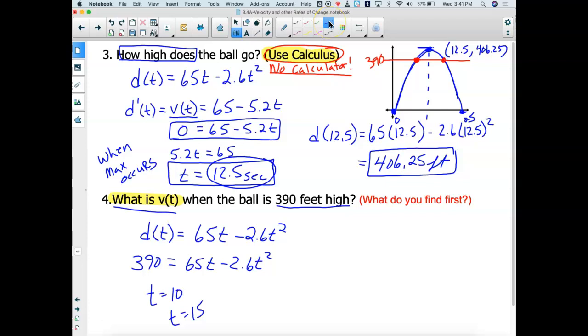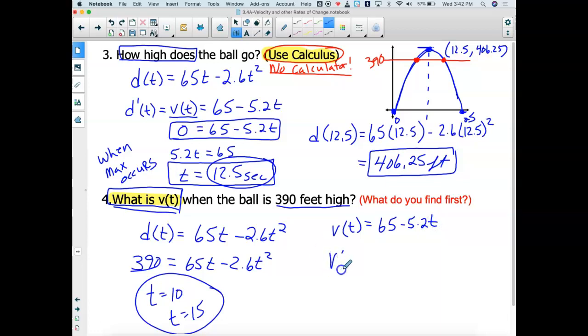Now I know the time at which I reached 390 feet. They want to know what the velocity is though. So that's going to be taking my v of t function, which happened to be 65 minus 5.2t. So in order to find my velocity at 10 seconds, I need to find v of 10. Well, isn't that 65 minus basically 52? That should give me 13 feet per second. This 5.2 times 10 is 52.